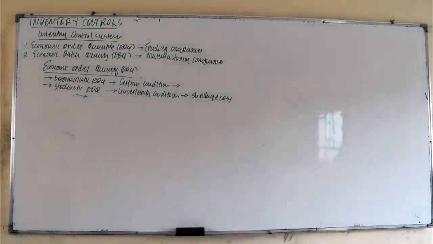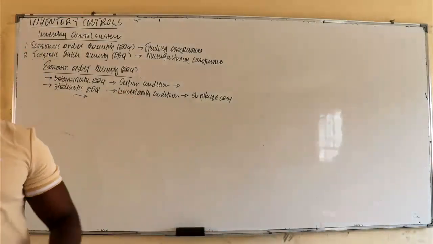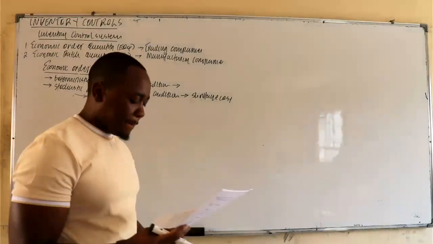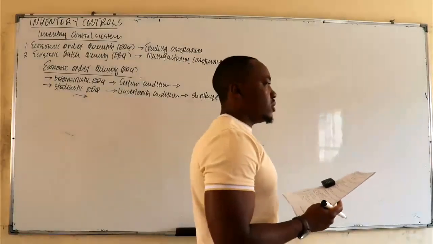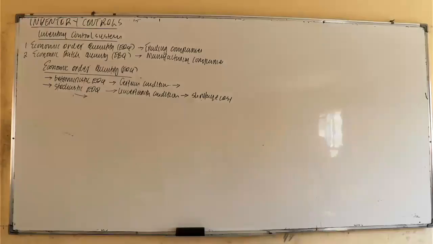We start with the deterministic EOQ. This is applied where all the inventory-related costs are certain and remain unchanged over the analysis period. So that means they remain constant over the analysis period. And what are some of the assumptions? One is that the demand is well known in advance and it will remain constant. Then number two, lead time is well known in advance.